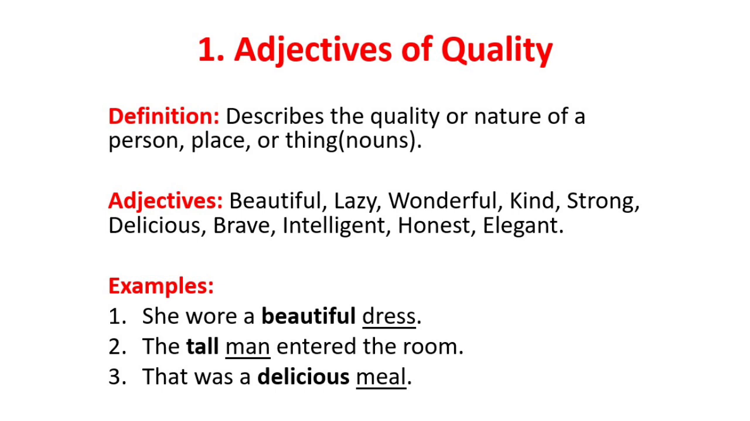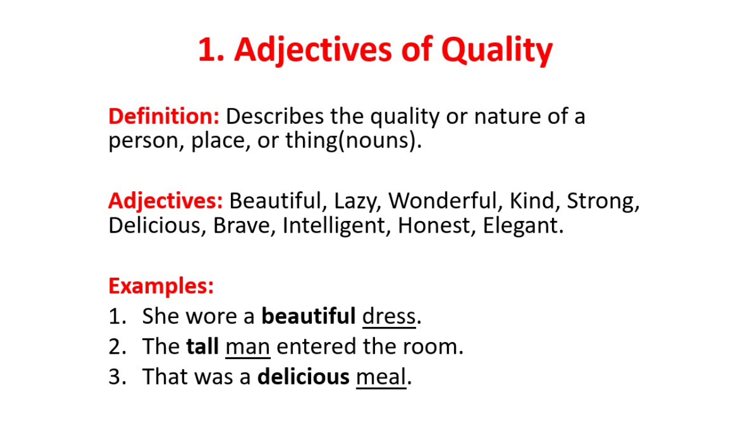So first type is adjectives of quality. Now see the definition. These adjectives describe the quality or nature of a person, place or thing. Instead of these three words you can say nouns. So these adjectives describe the quality of nouns. Now see the example adjectives here: beautiful, lazy, wonderful, king. A few more examples are there, you can read that. So these are the adjectives which tell about the quality of a noun. This is what you should understand. And one more thing I told you before, every adjective usually comes before a noun.